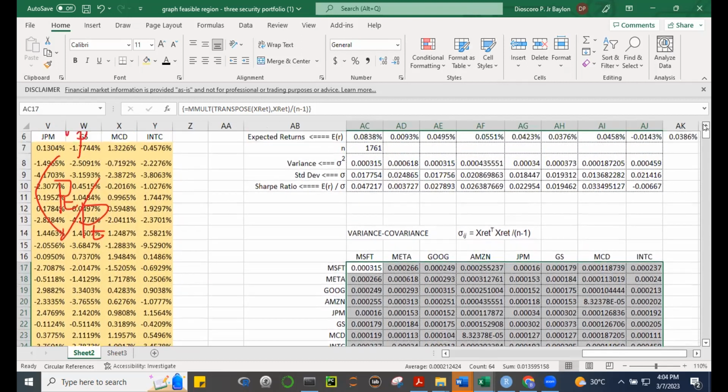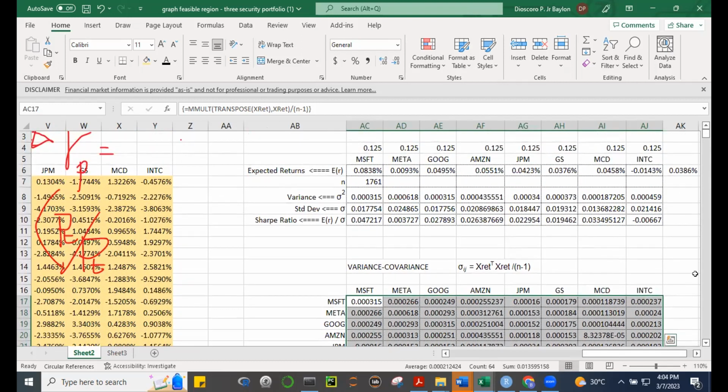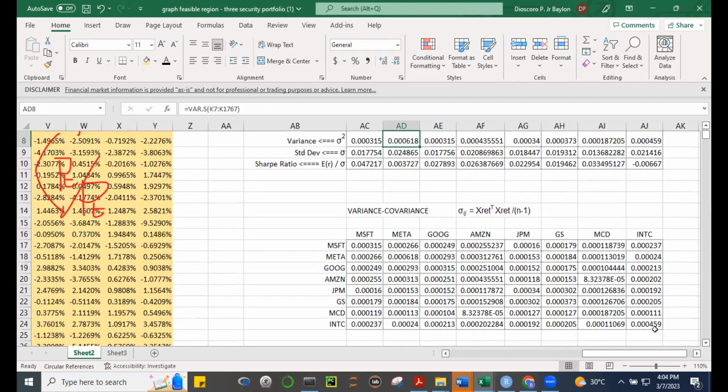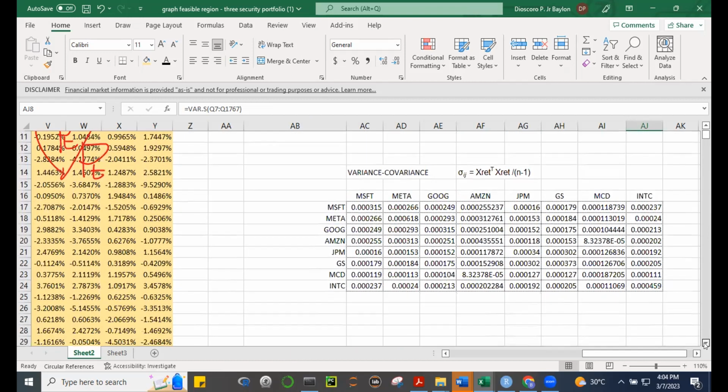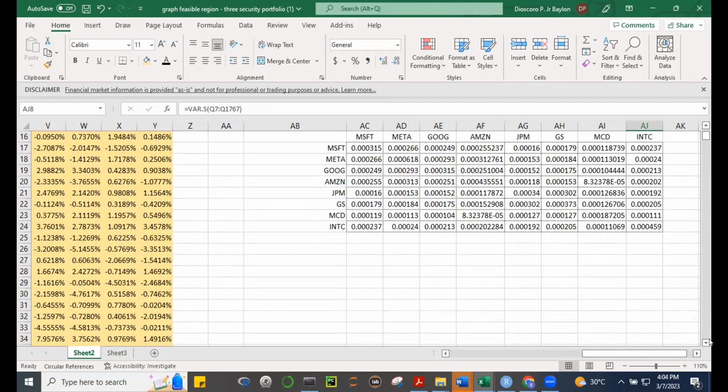So to quickly check, class, what is the variance of Microsoft? This one, 0.00315. What is the variance of Meta? 0.00618. Isn't this 0.00618? This is the variance, class. And if you check the variances, okay, Intel, what's the variance of Intel? 0.00459. Okay, we got it, class. So this is the way to compute for your variance covariance, which we will be needing in order to compute for the risk of the portfolio.